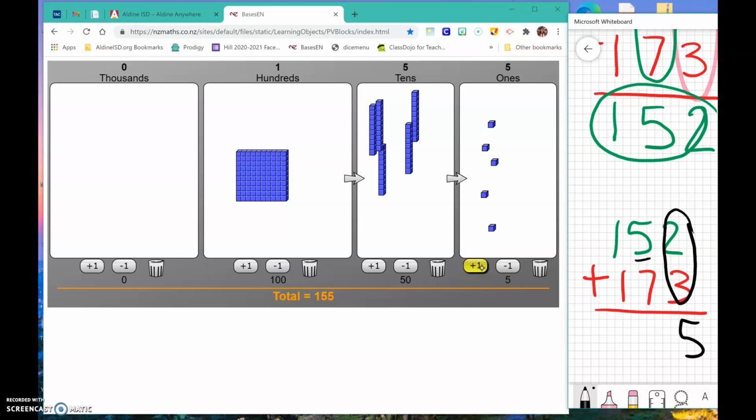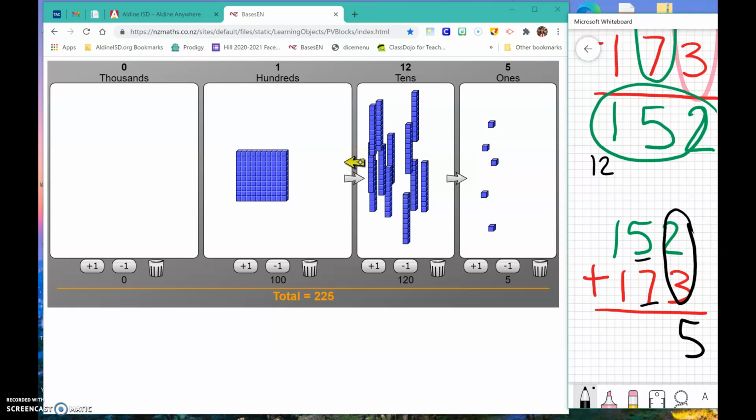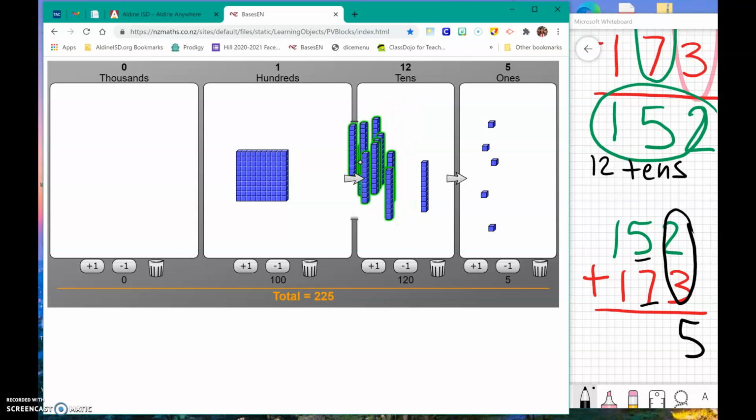And then 5 tens plus 7 tens. I keep on adding too fast. So I'm going to put 5 plus 7. So I have 5 already. I'm going to add 7. 1, 2, 3, 4, 5, 6, 7. Oh, so that's why I have 12 tens. So this is what happens when I regroup this. So I have 12 tens. It's too many. So I'm going to regroup.